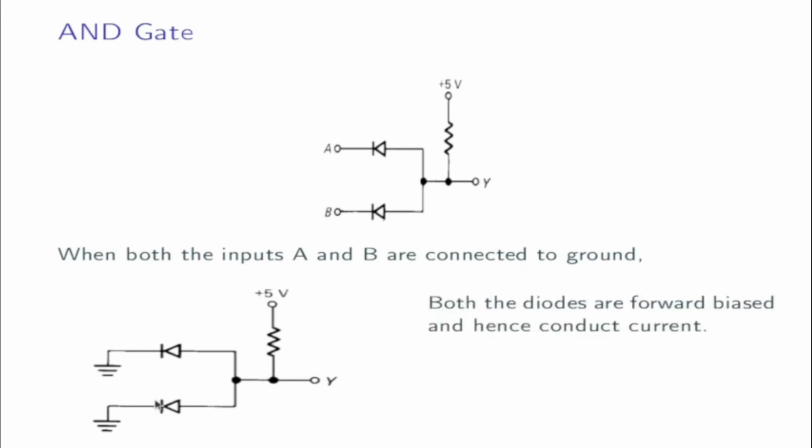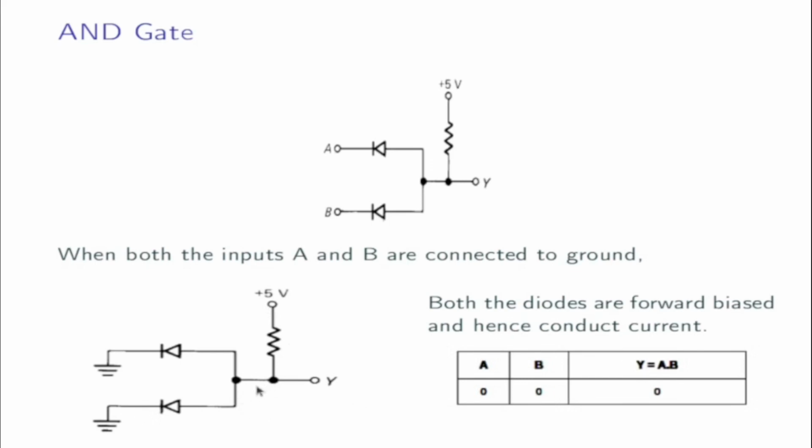Now since both the diodes are grounded, both the diodes are forward biased, hence current conducts through the resistor to the ground, and therefore no output is present across Y. Therefore when both A and B are grounded or low, the output is low.